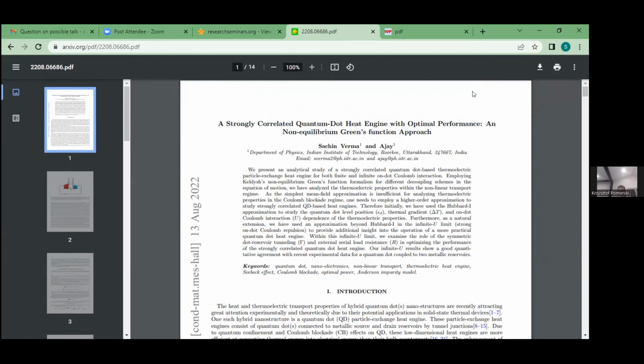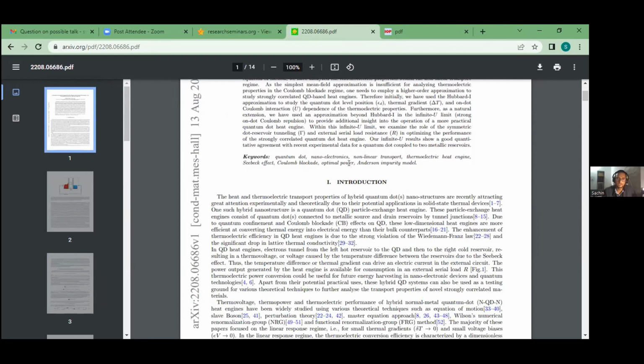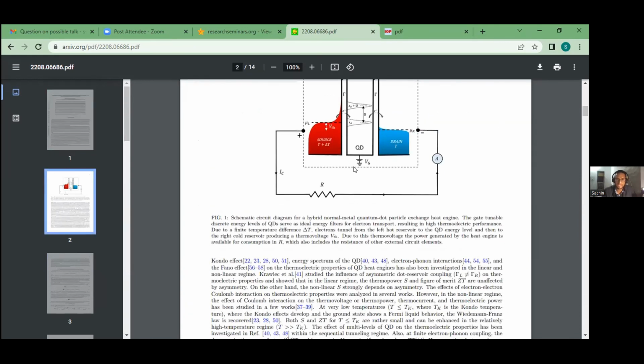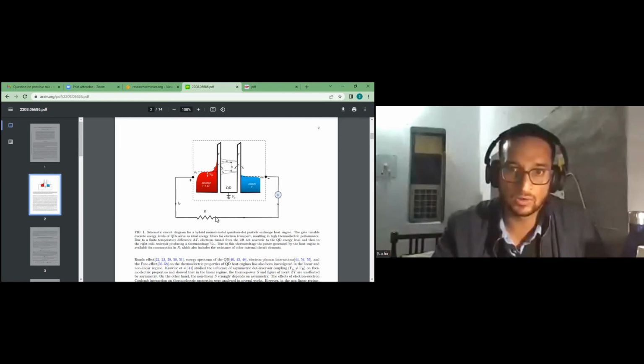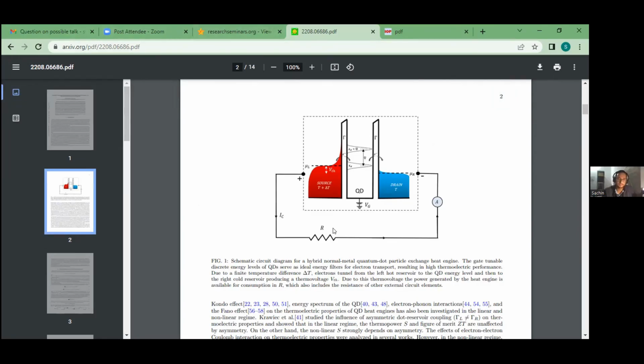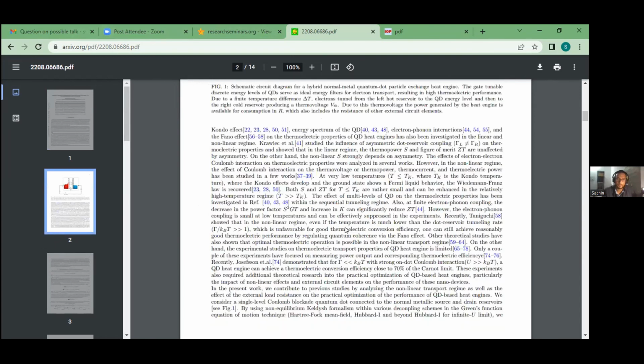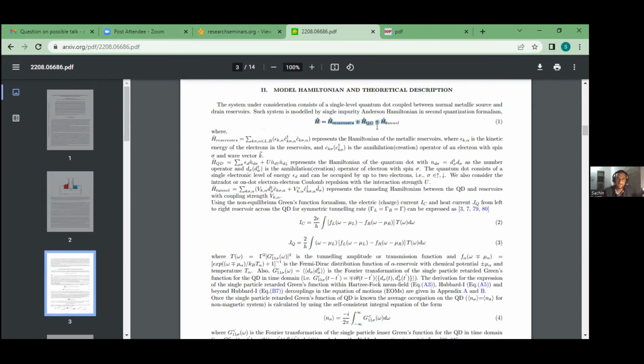This is a paper where we have studied this N2DS system and reproduced the experimental results. This is the schematic diagram of that system. We have both source and drain as normal metal, and a single level quantum dot, and we have this external circuit with a load resistance, where the power output is seen across this load resistance. We have considered this Hamiltonian: the reservoir, the quantum dot, and the tunneling part.